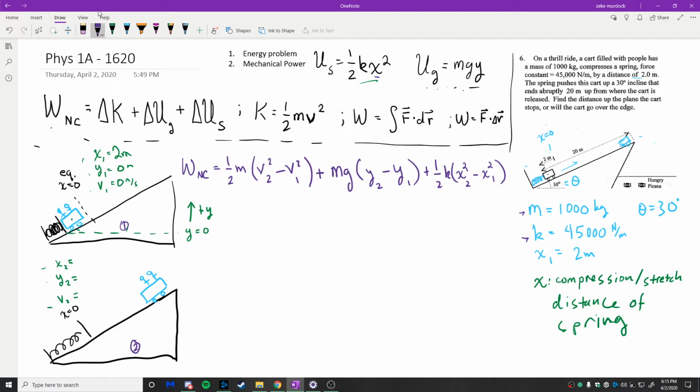It's the compression of the spring. How much is the spring compressed in the second situation? Can you guys answer that question? What's the compression of the spring? It's 0, exactly. That's right.